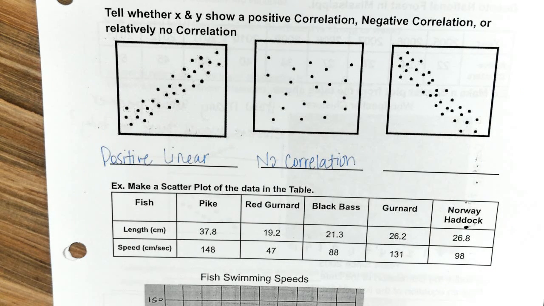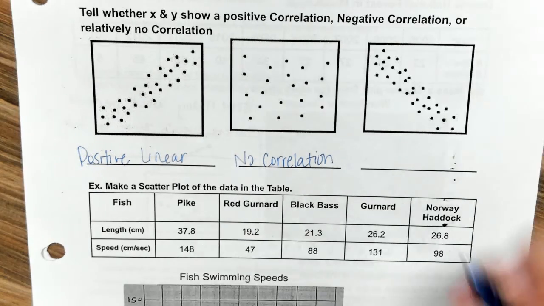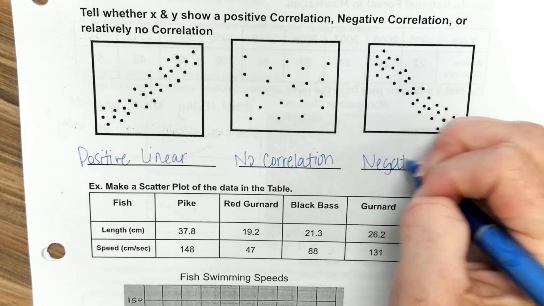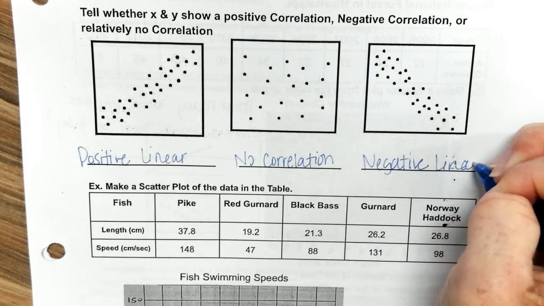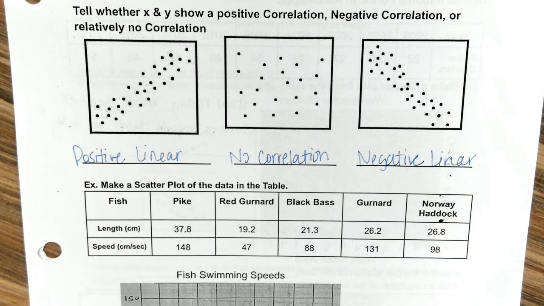What do y'all think this last one's called? Negative linear. Now, what would be an example of this one? Let's say I own a snow ski rental shop up in the mountains. As the temperature goes up, what's going to happen to my snow ski rentals? The snow's going to start melting and my rentals are going to go down. That is a negative relationship. As X increases, Y decreases.